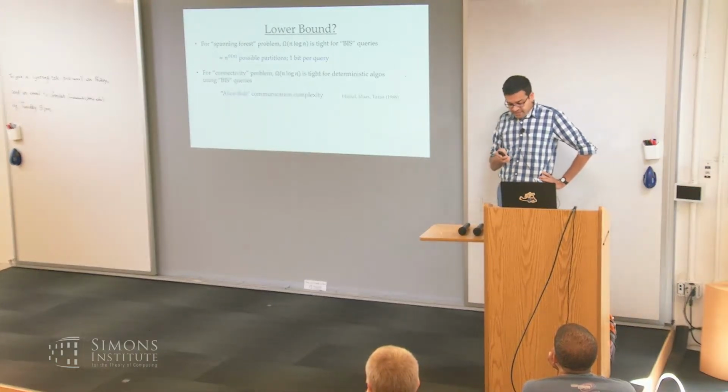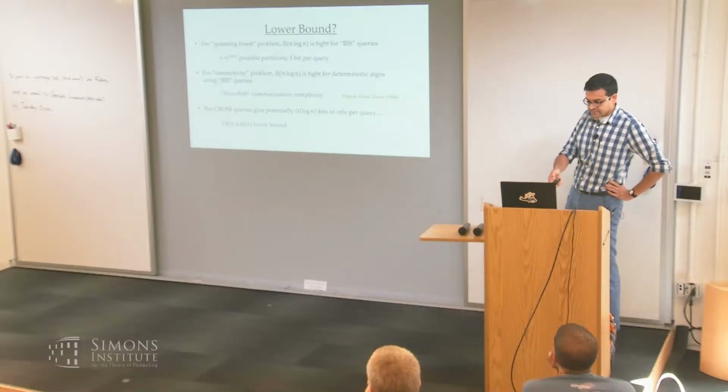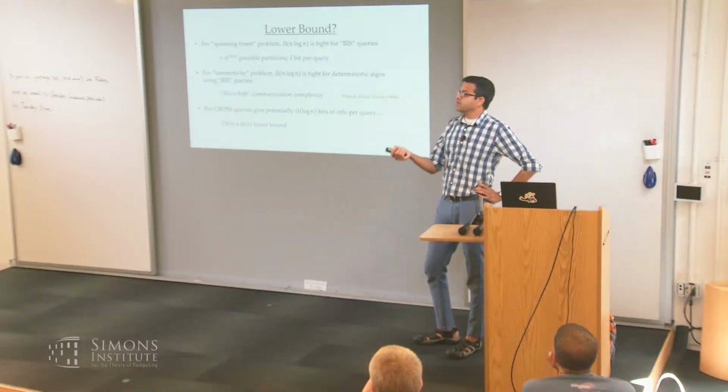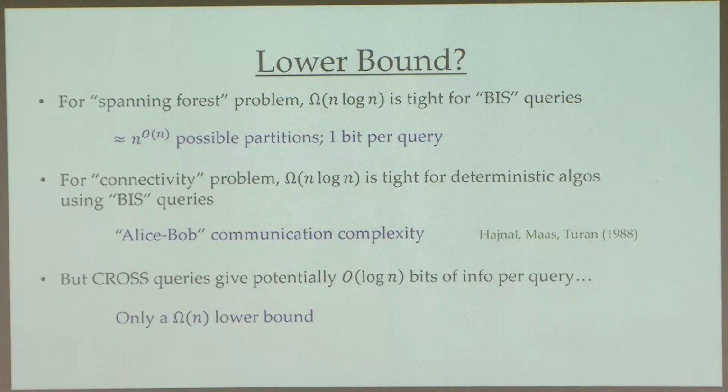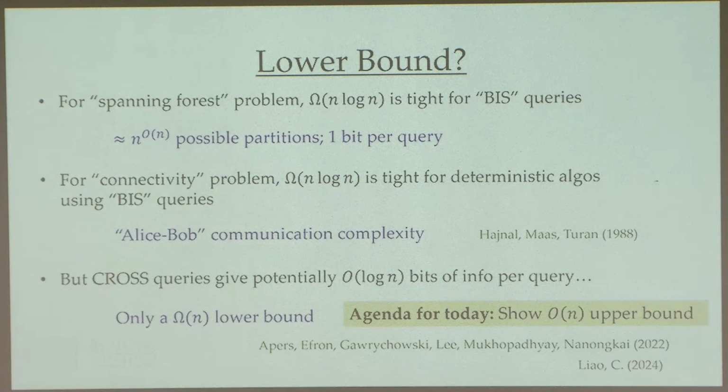But with queries, with these cut queries, you actually get possibly log n bits of entropy, because log n bits of information, right? You're getting the number. And so you only get an omega n lower bound. And what we will show, the agenda for today, is to show that you can shave off this log n from this n log n using these numbers that you get. So the agenda for today is to show an order n algorithm for finding a spanning forest of this undirected graph. It will be a randomized algorithm. It will be a 0-error randomized algorithm, and this will be the number of queries made in expectation.